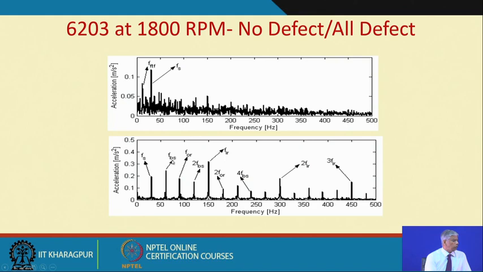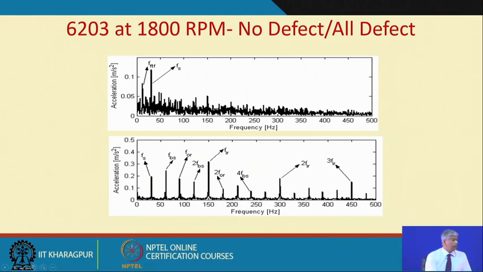So, you can see the ball spin frequency, the outer race frequency, harmonics of the ball spin, inner race, outer race, all these show up in the case of the defective bearings. But sometimes, I am speaking from my experience, in many cases, bearing housings are an easy location to mount accelerometers to measure the bearing vibrations.